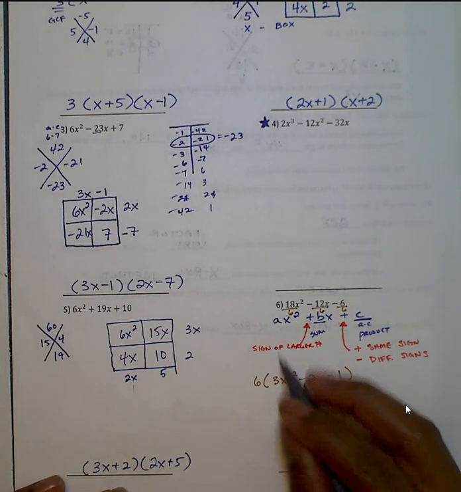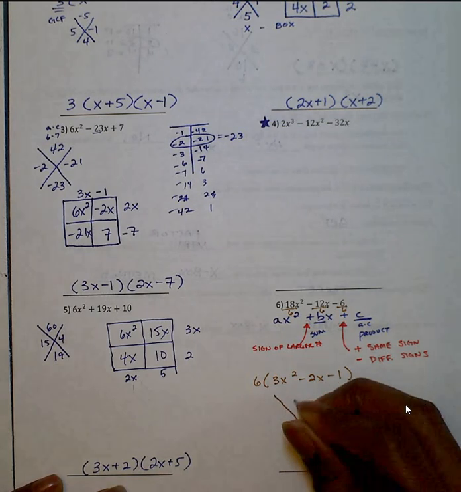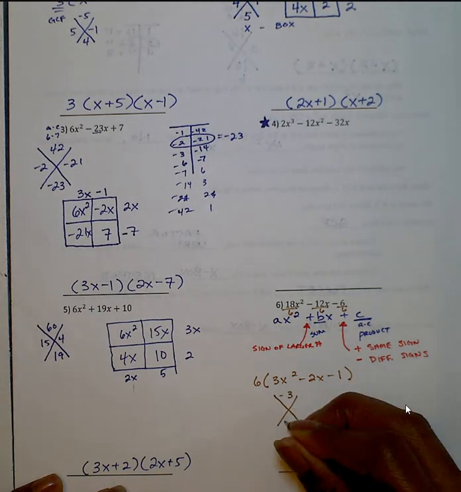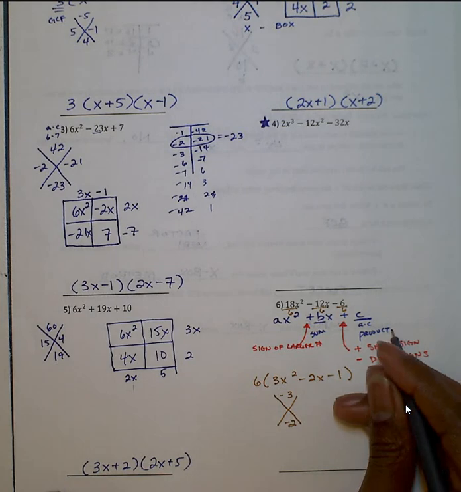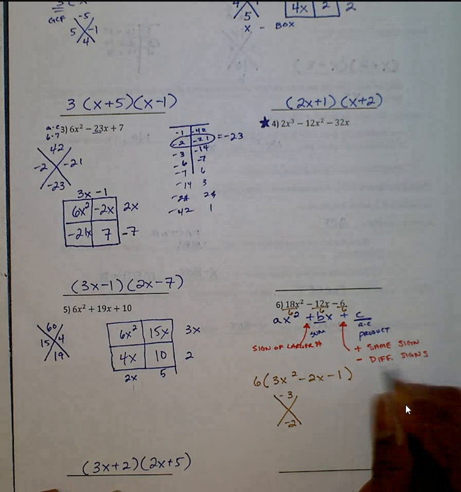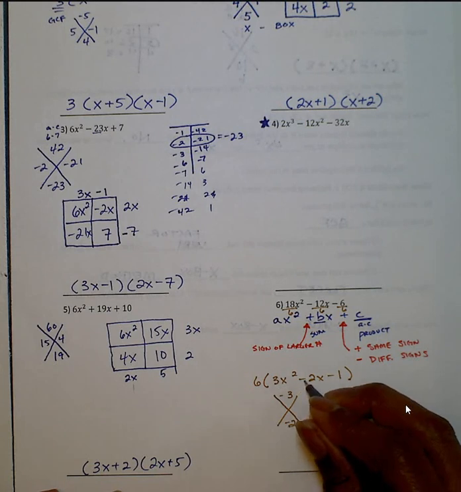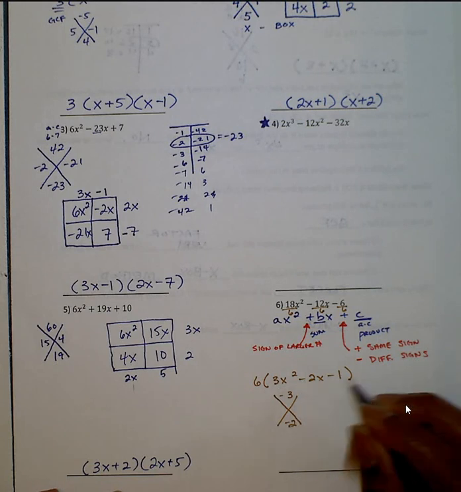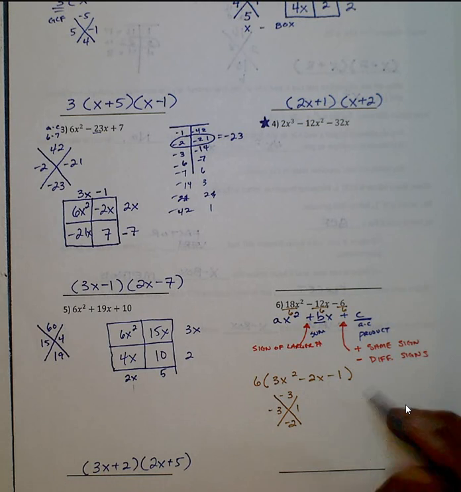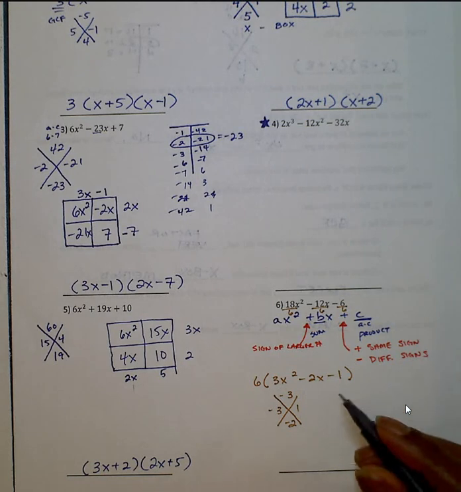So I still have to do my box method. I need to find two numbers that multiply to give me negative 3 and at the same time add to give me negative 2. This sign is negative, so I know that we have different signs. And this sign is negative, so the bigger number is going to be negative. So what I can see is I got negative 3 and positive 1. Not very many options I can use there to multiply to get negative 3.